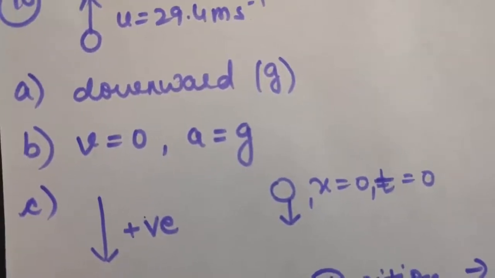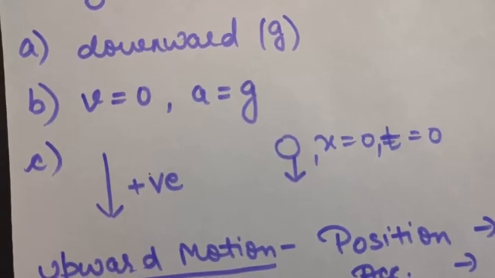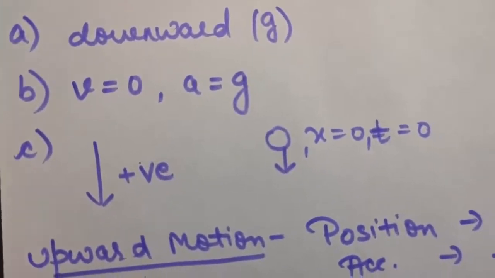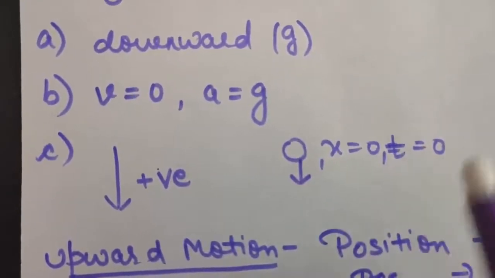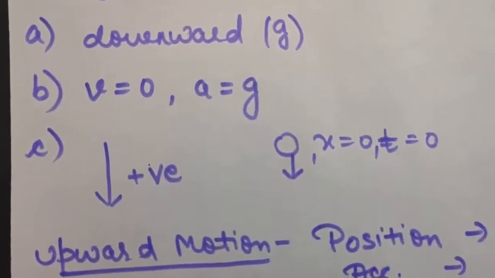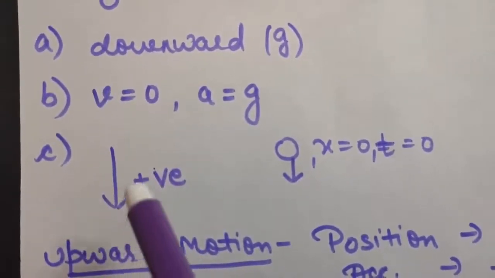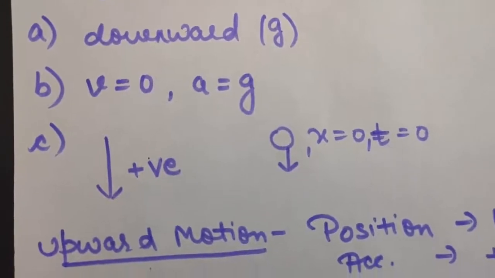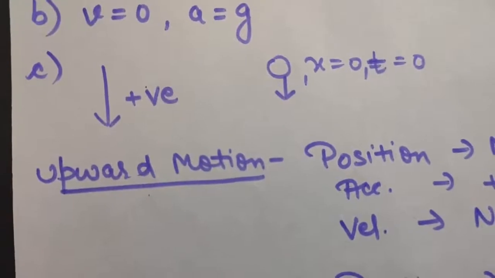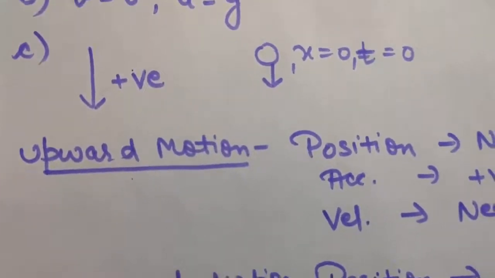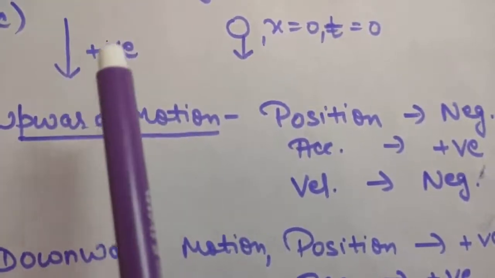C part says choose x equals 0 and t equals 0 to be the location and time at the highest point. So at the highest point we are choosing x equals 0 and time also equal to 0. Vertically downward direction is taken to be the positive direction. Now the question asks what is the sign of position, velocity and acceleration of the ball during its upward and downward motion. So see, we are taking downward direction to be positive.